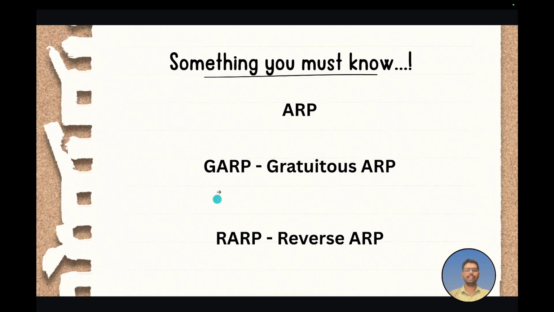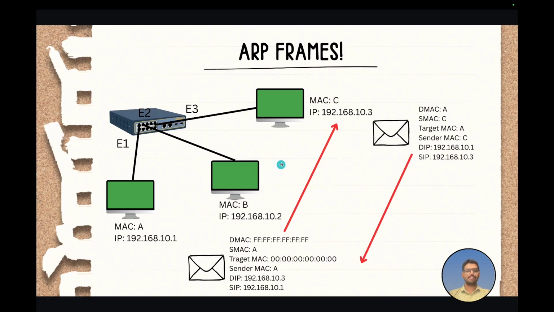So now let's see, for each of these types of ARP protocols, how the packets will be looking. So let's start our discussion with, first of all, ARP frames. Now ARP frames, so normal ARP request and ARP reply. So we'll follow the same scenario.